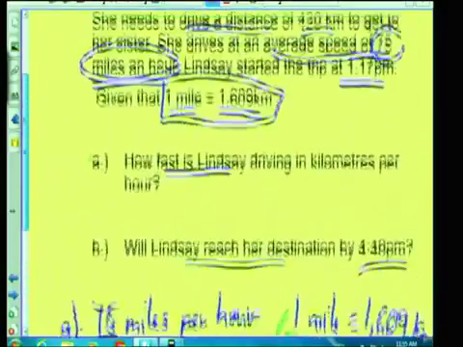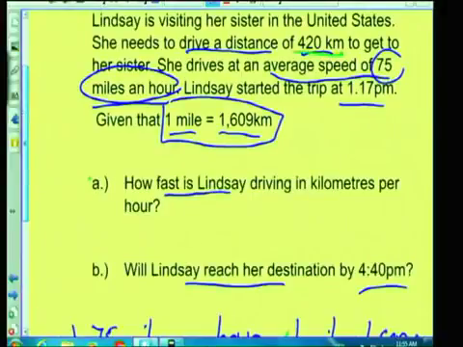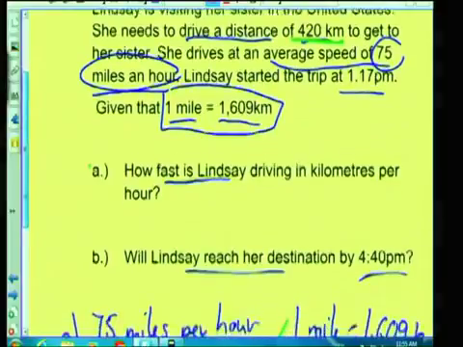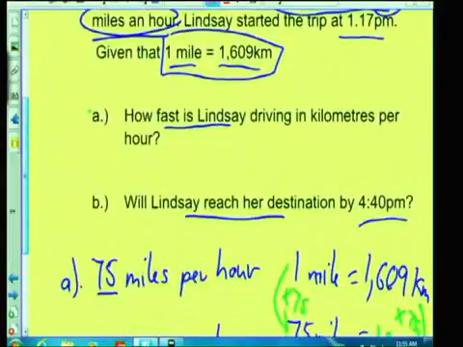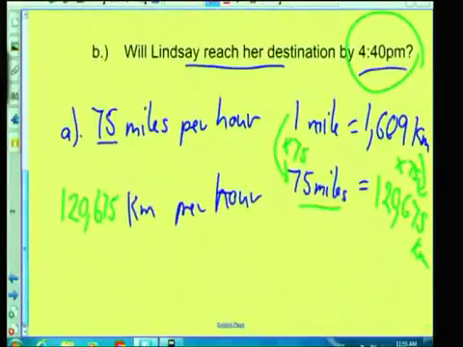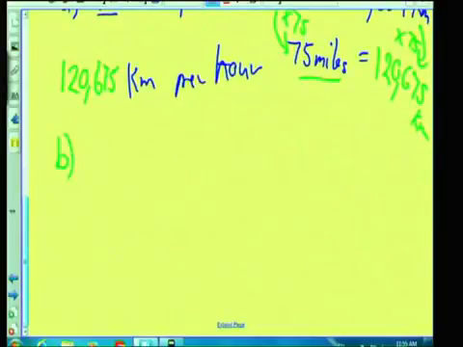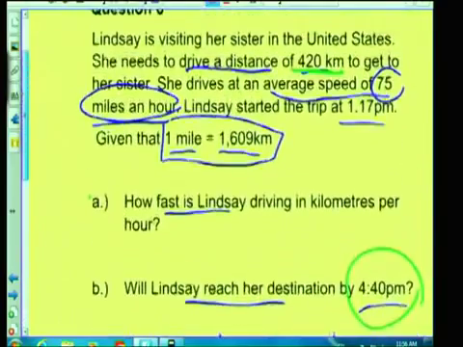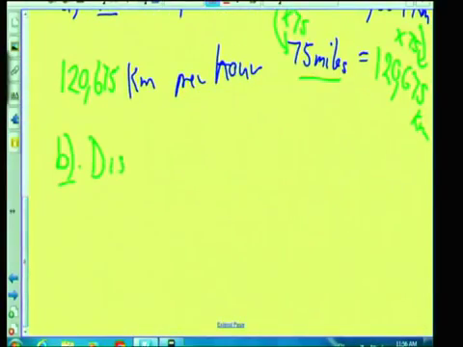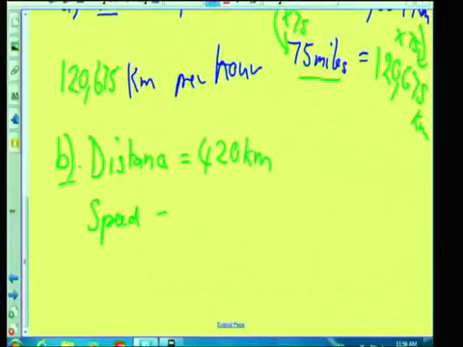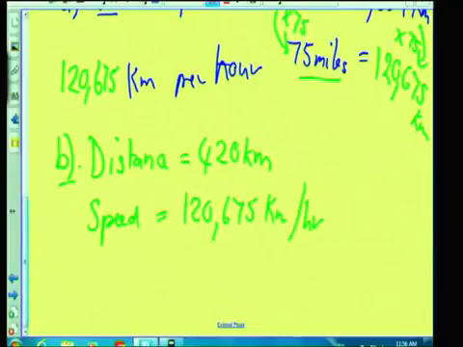Now, the next part tells us that she has to travel 420 kilometers. And we want to know is, will she reach her destination by that time, by 4:40 p.m.? So what I'm going to do for part B is I'm going to say to myself, well, she's got to travel 420 kilometers. The distance she has to travel is 420 kilometers. Her speed, her average speed is 120,675 kilometers per hour. And I want to know the time.